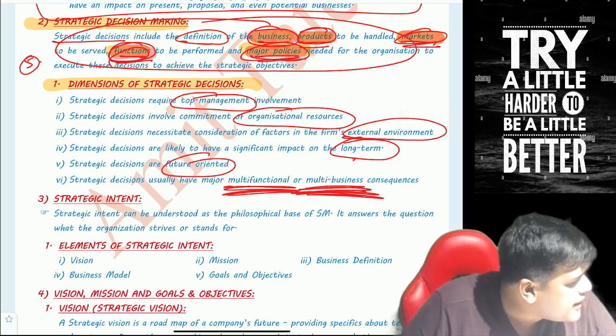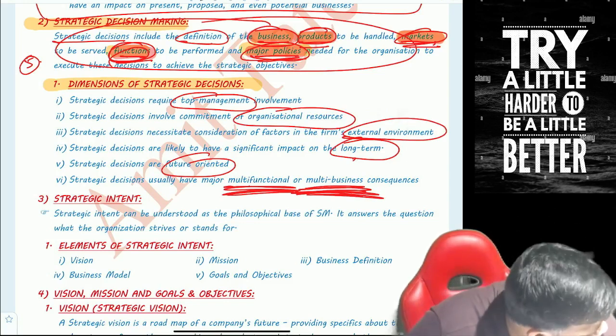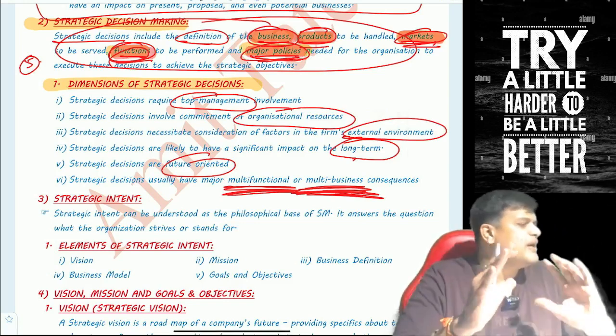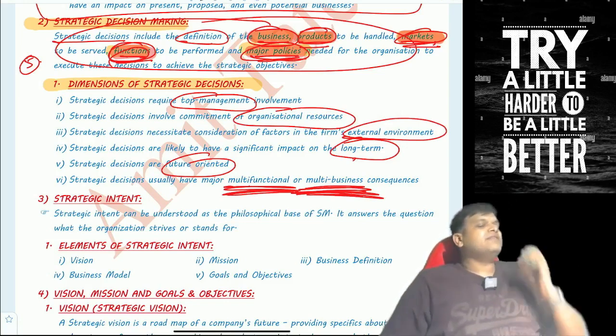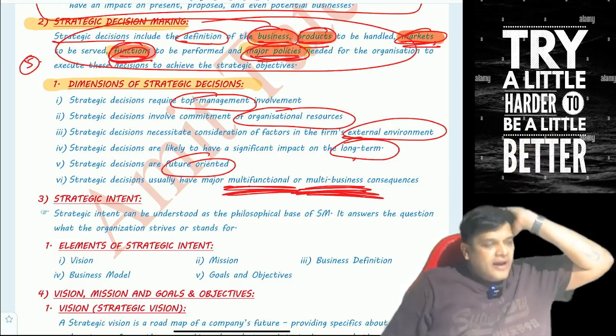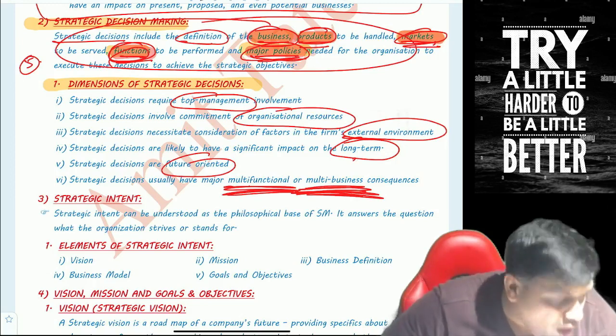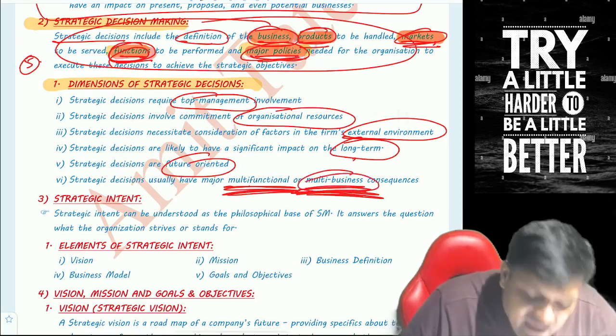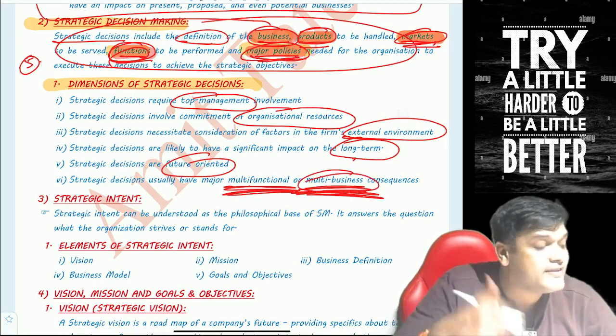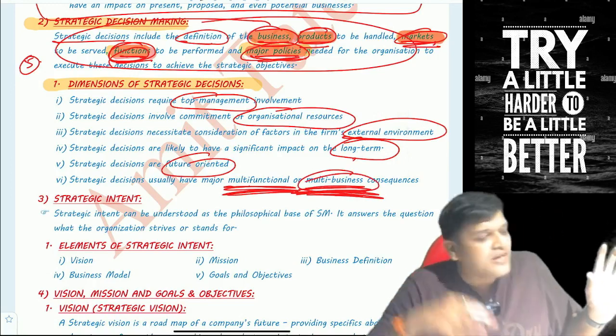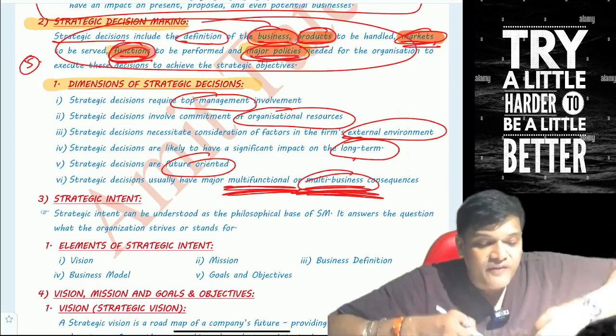Help me out. Who will take multifunctional decision? I want this answer. It is taken care of by corporate or business. And who will take care of multiple businesses, which business we should be in? It is taken by corporate. So multifunctional, multi-business, but it is not functional.